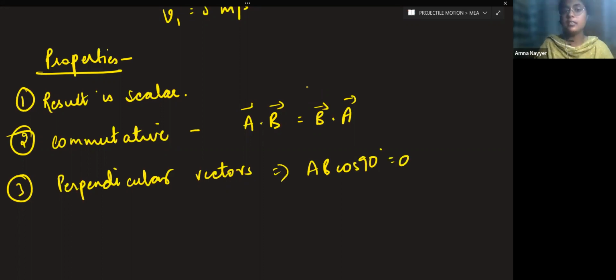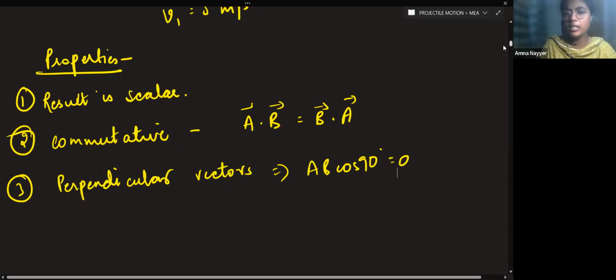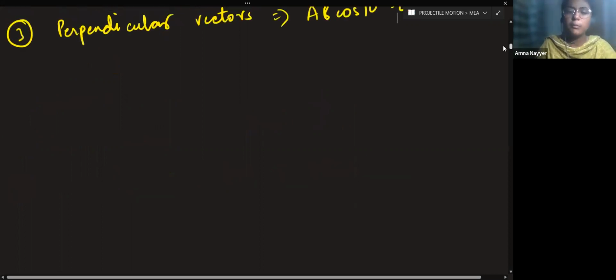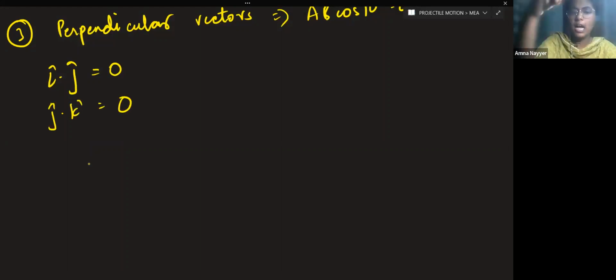Even in terms of Cartesian form, it will be 0. Because i cap dot j cap, these two are perpendicular, the x-axis and y-axis are perpendicular to each other. i dot j is 0, j dot k is 0, and k cap dot i cap is 0. So even if you have perpendicular vectors in Cartesian form, the result is 0.